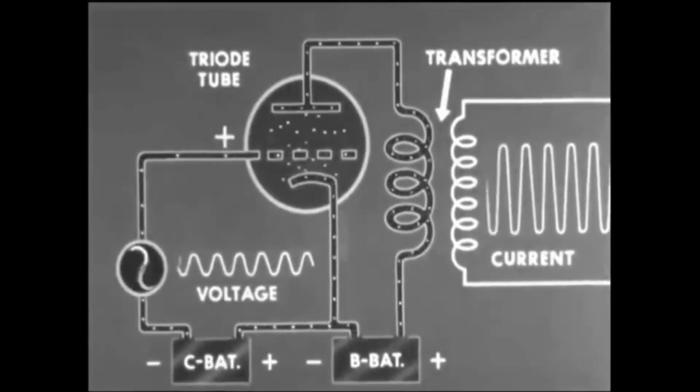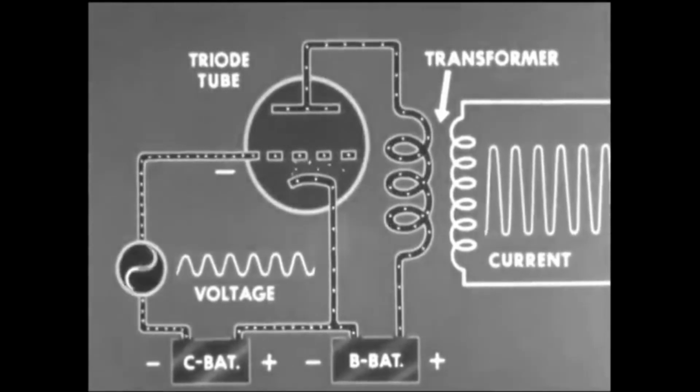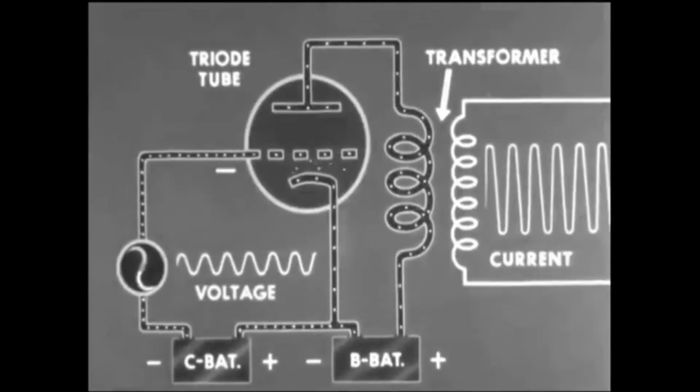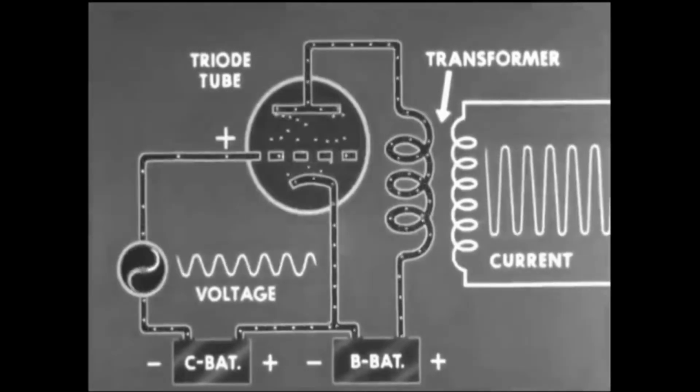It is of greater magnitude, however. In other words, it is an enlarged replica of the input voltage wave. Thus, the triode tube is an amplifier in that it magnifies a wave without changing its shape.